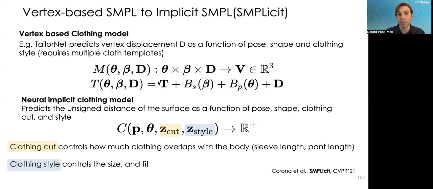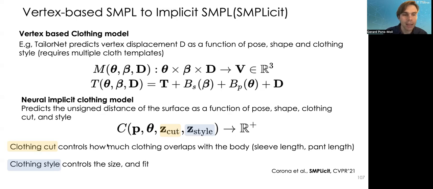And these models need to specify the number of vertices or the number of displacements that you will predict. So they are not continuous. Now, in a neural implicit model, you would have a function C that takes an arbitrary point in space, a pose, and some codes again to model the clothing, and it would produce a signed distance to model the surface, right?